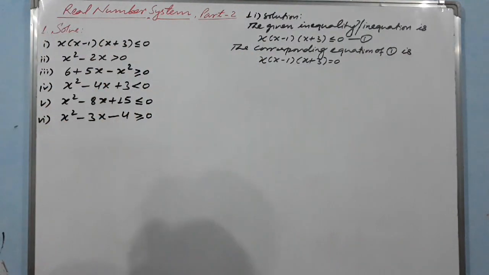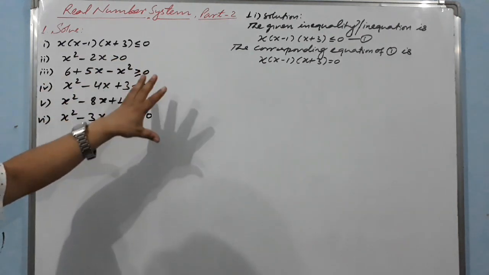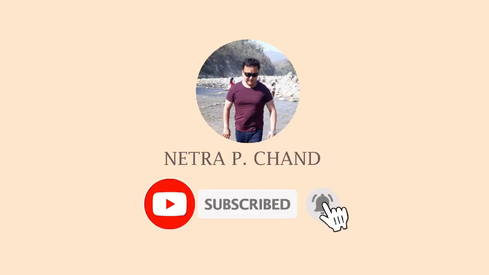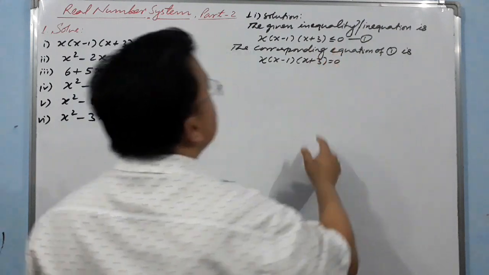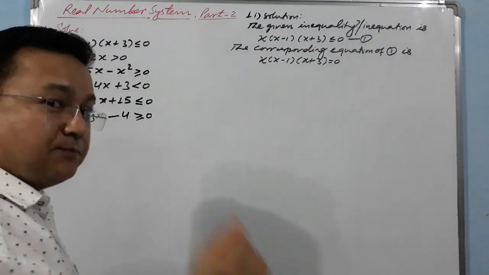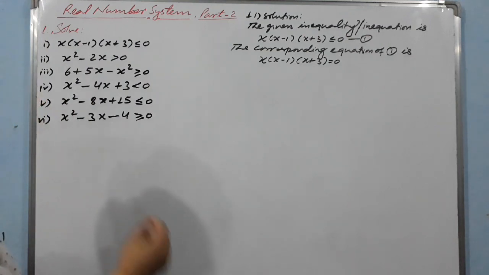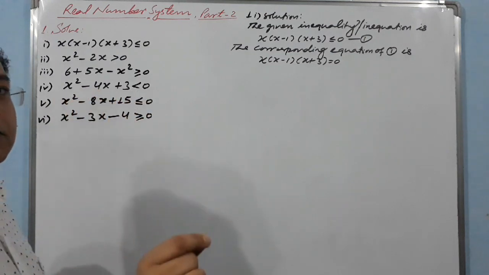In each and every question, after writing the inequality you need to make the corresponding equation. How? Left hand side is equal to 0. It doesn't matter whether you have less than or equal to, greater than or equal to, or simply less than or simply greater than. In all cases, when you write the corresponding equation, you write left hand side equal to 0. So in this case also, x square minus 4x plus 3 is equal to 0 is your corresponding equation.